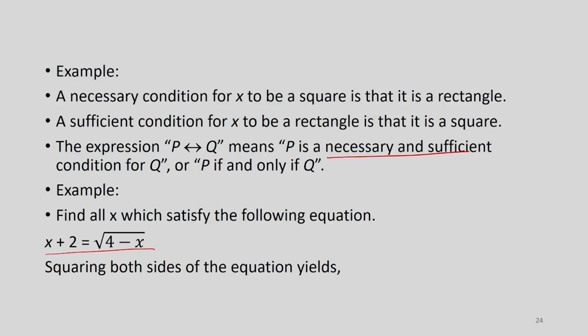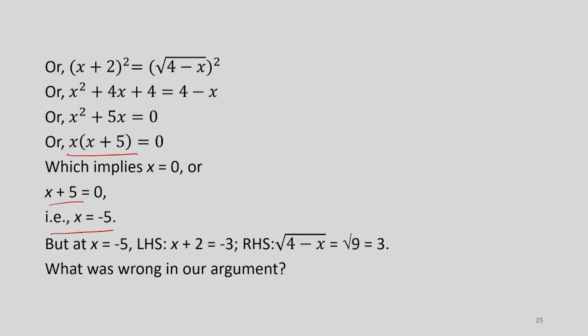But at x is equal to minus 5, what about the left hand side? This was the left hand side, x plus 2. If x is equal to minus 5, this becomes minus 3. And what about the RHS? 4 minus x at x is equal to minus 5 turns out to be 3. So, left hand side is not equal to right hand side. So, there must have been some mistake in our argument.